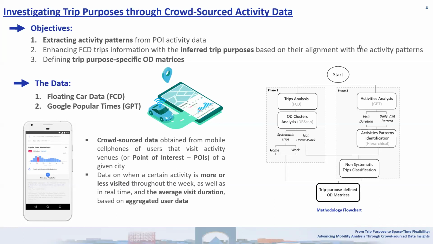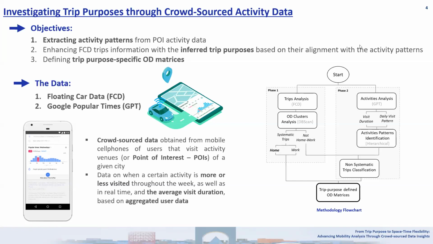But if we are not able to fix the origin or the destination point of the trip with a home or a work location, what else? I am going to the gym, I'm going shopping. So we are now focusing on non-systematic trips, and we would like to understand if crowdsourced data, floating car data, together with points of interest and Google Popular Times, can give us information that permits us to define additional motivations.